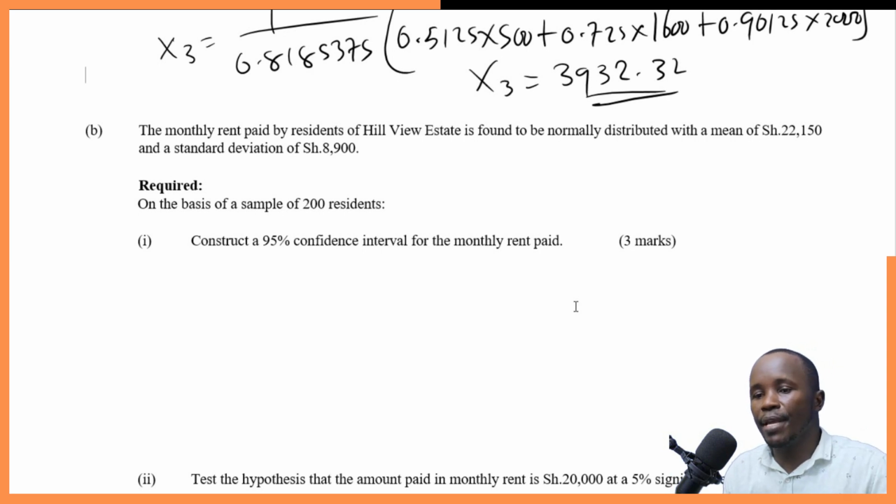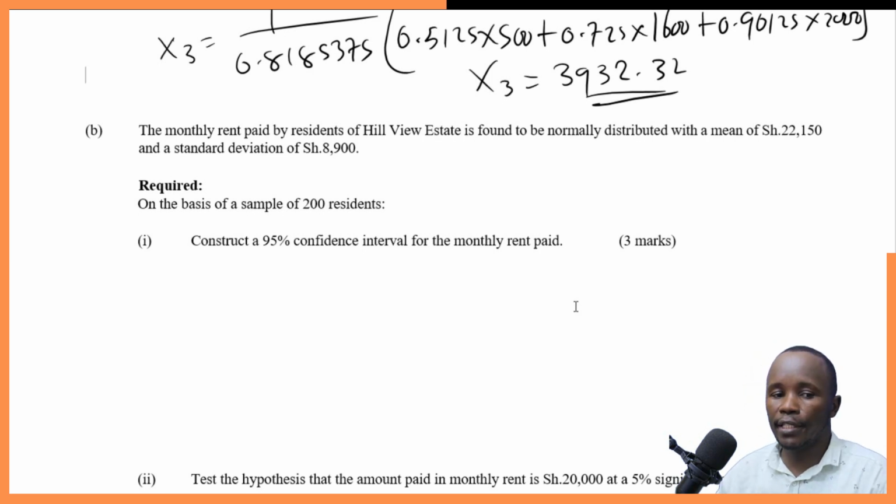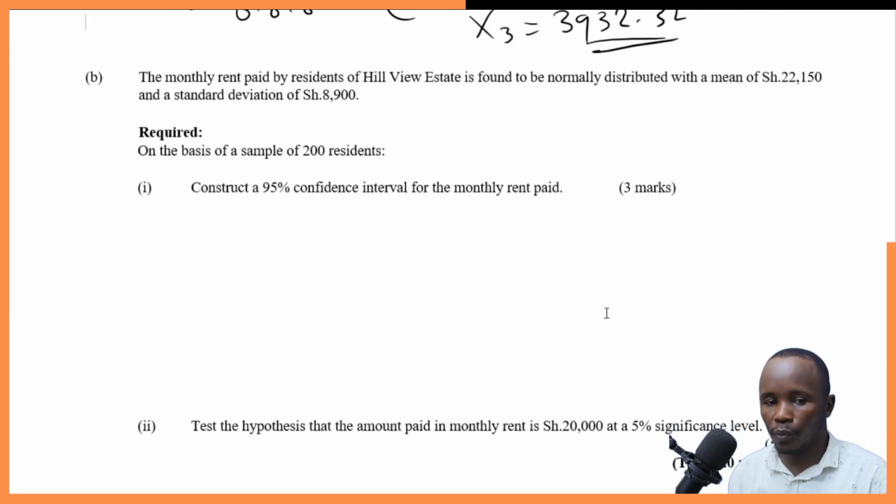You are told part B. The monthly rent paid by a resident of Hillsview Estate is found to be normally distributed with a mean of 22,150 and standard deviation of 8,900. On the basis of a sample of 200 residents, construct a 95% confidence interval for the monthly rent.